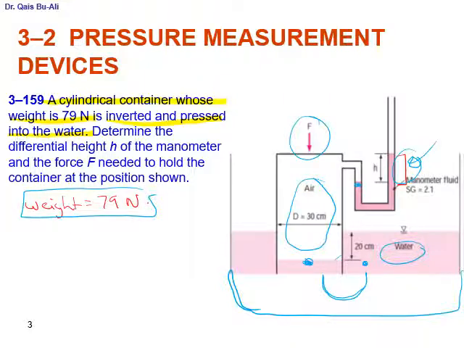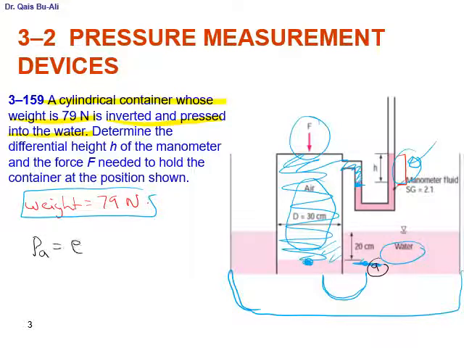Because this is a container and the pressure everywhere is the same. So the pressure here is equal to the pressure here, and the pressure here is equal to the pressure here. So the pressure here is equal to the pressure here. But the pressure here can be easily calculated. I mean, the pressure here, let me call this point A. So PA is equal to rho g h.